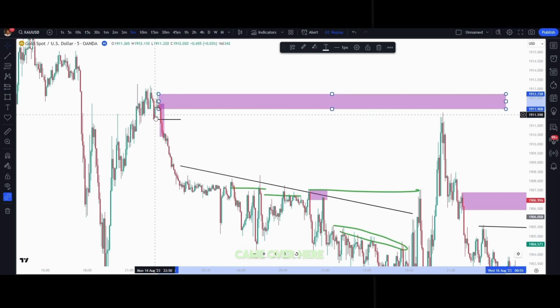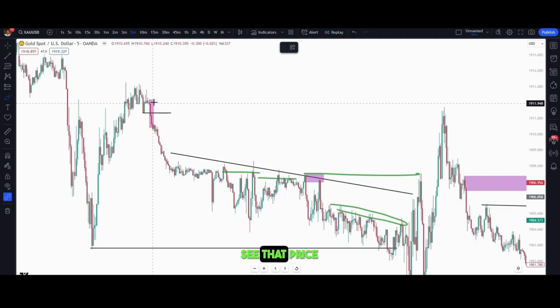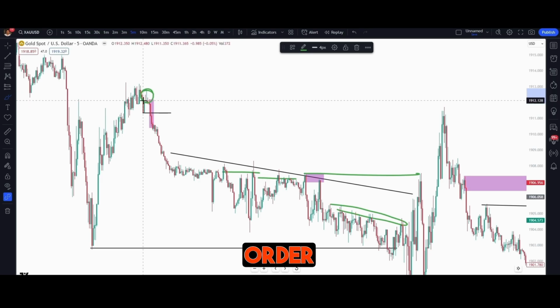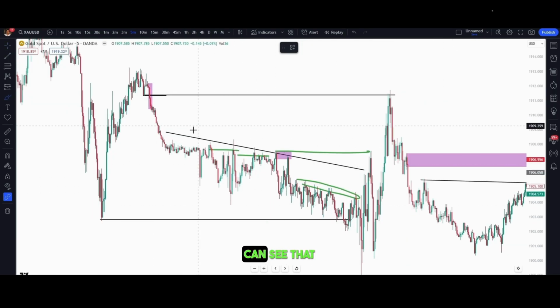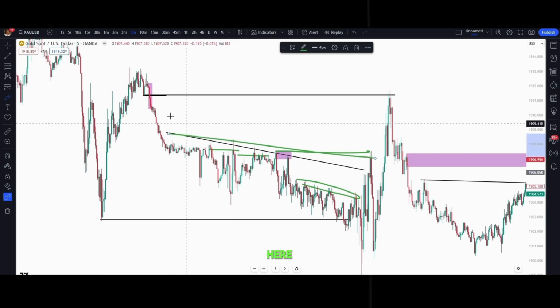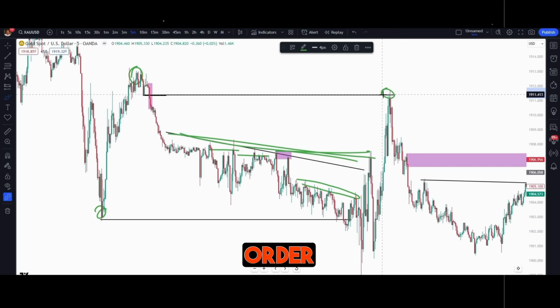Here we can see that price came over here, but it did not fulfill the order block and it started to go down. Price did not fulfill this whole order block. It reacted from this only. But still we can see that the same structure is forming over here: lower high, lower low, liquidity, imbalance, and price hits this order block and started to go down.